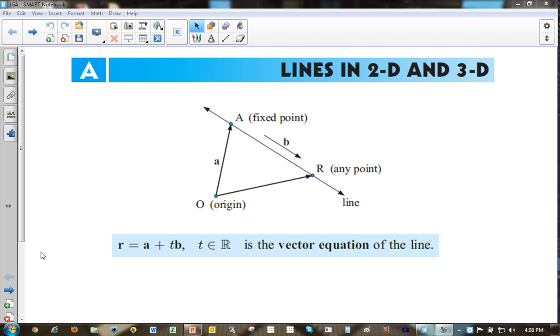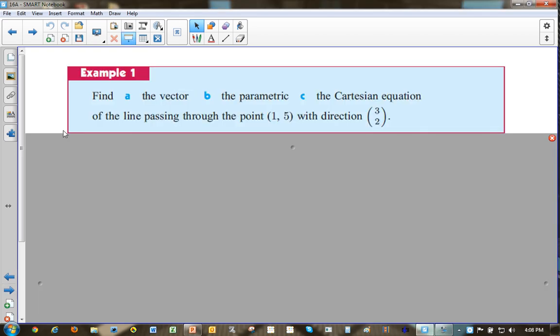All right, so let's do a couple of examples. In this first example, I'm asked to do 3 things. I need to find the vector, the parametric, and the Cartesian equation of the line passing through the point 1, 5 with direction 3, 2. So it's kind of already set up in vector form for you. The 1, 5 is going to be the point on the line, so you're going to use that as the vector that's going to get you from the origin to some part of the line. So that's going to be like my A vector that I was talking about before.